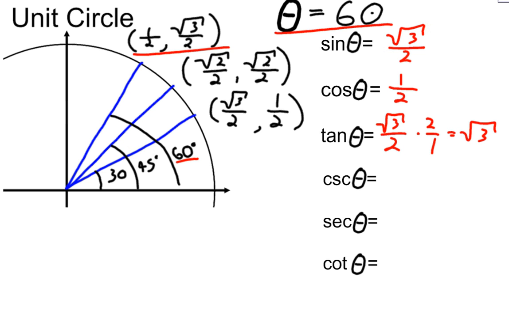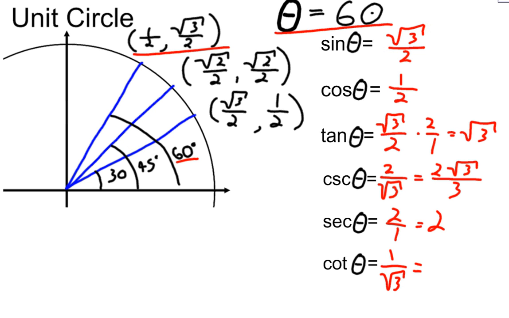Cosecant is going to be 2 over square root of 3. Rationalize, and we get 2 square root of 3 over 3. Secant comes from cosine, so we're going to have 2 over 1, or just 2. Cotangent is going to be 1 over the square root of 3, which is going to be square root of 3 over 3. There you have the first quadrant of our unit circle.